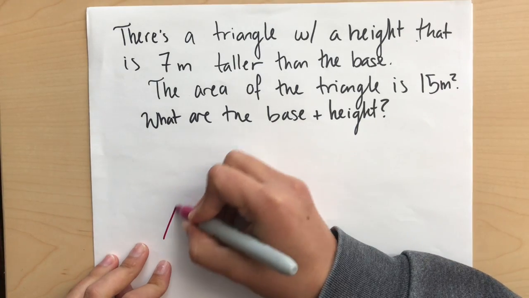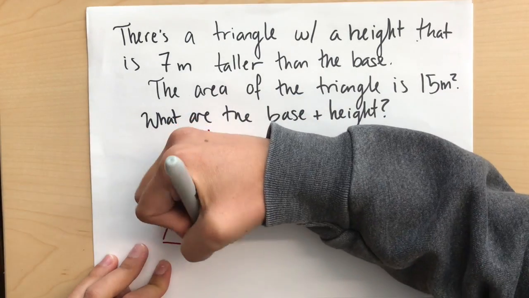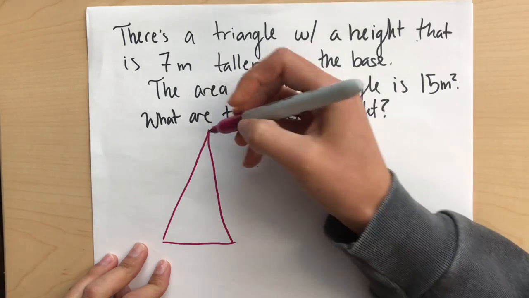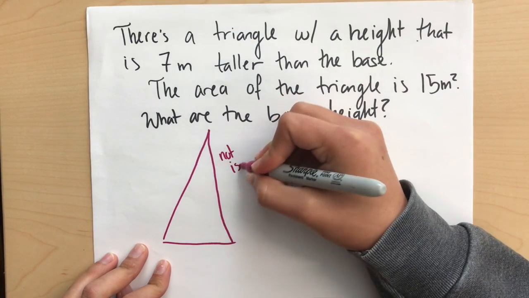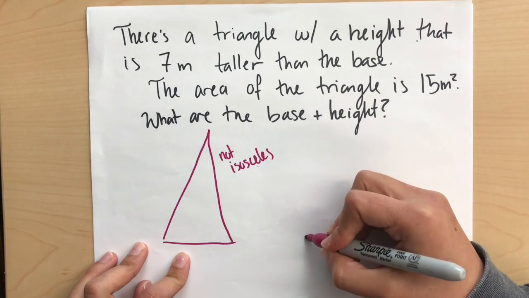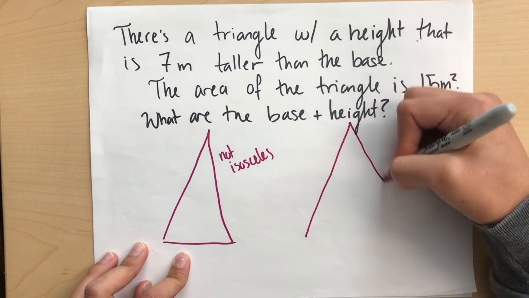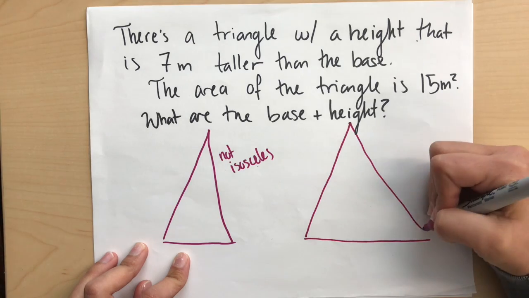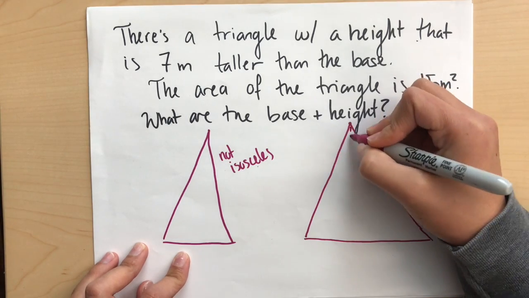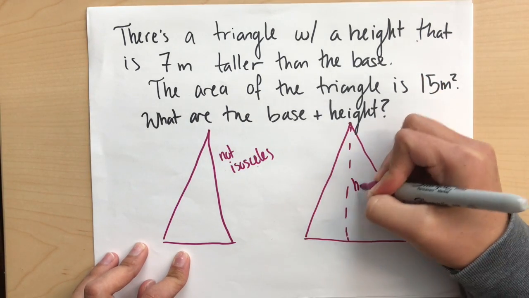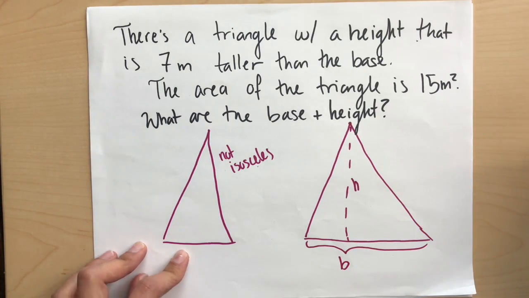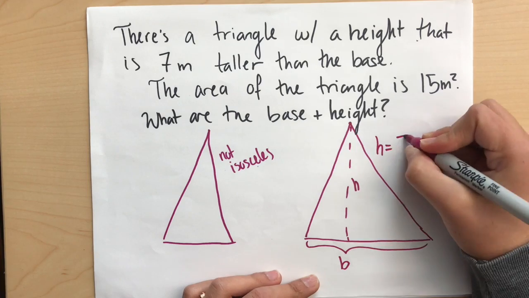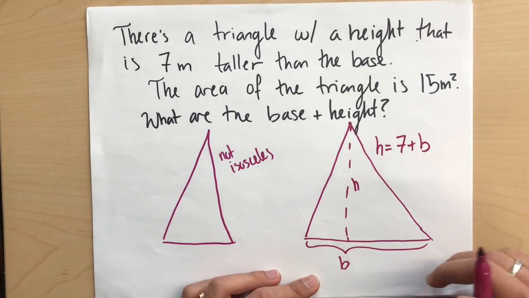So let's suppose there's a triangle with a height that is 7 meters. I should have just said bigger. Taller doesn't quite make sense. 7 meters bigger than the base. I don't necessarily need to draw this isosceles, so I'm going to draw it again, just so you know that it's kind of ambiguous what kind of triangle it is. All I know is that here's the height, and here's the base down here, and that the height is equal to 7 more than the base. So it's 7 plus b.